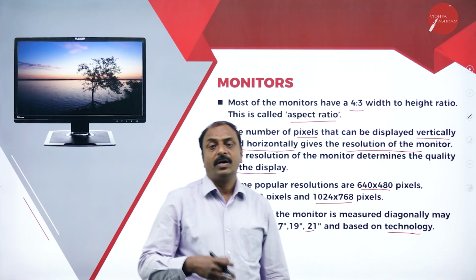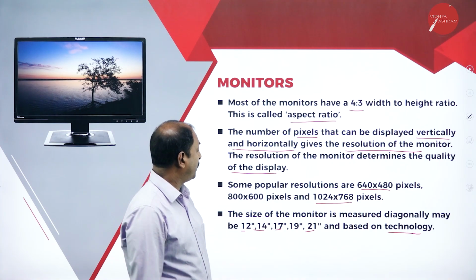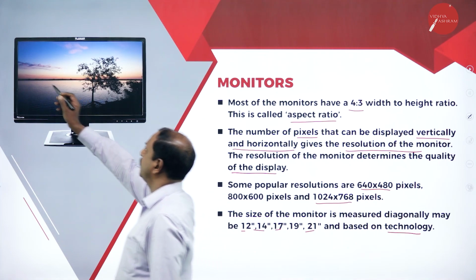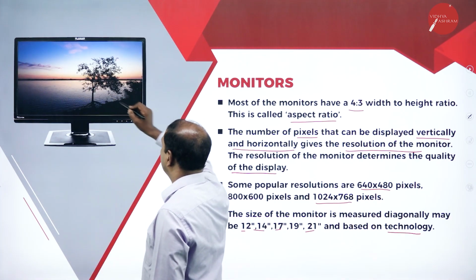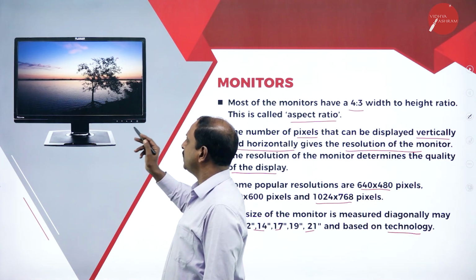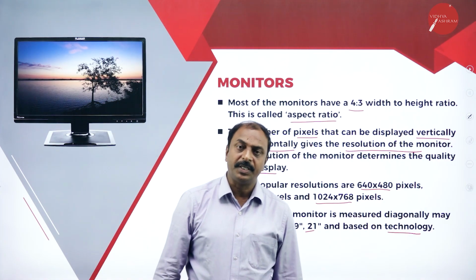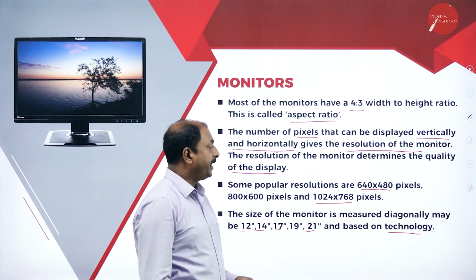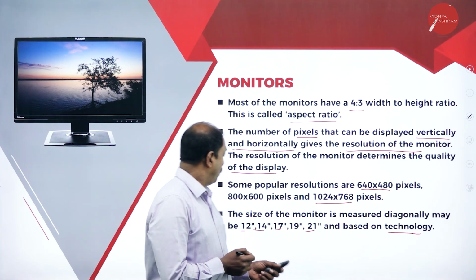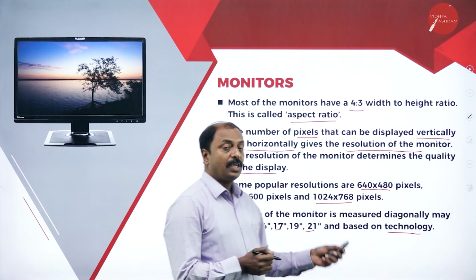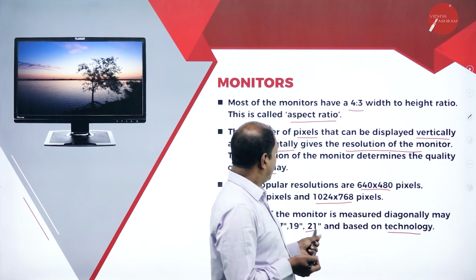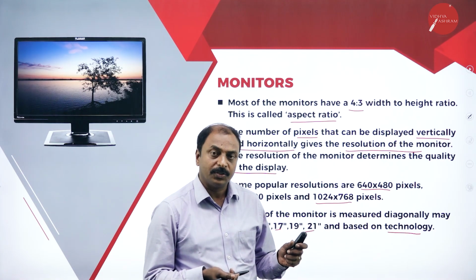Now we know how we can measure the size of the monitor. It is diagonally. Suppose from this point to this one point, so this is the diagonal. So we are going to measure the size of the monitor diagonally. And now we know that we have different sizes of monitors, from 12 inches to, even nowadays, very big monitors of even more than 21 inches also.